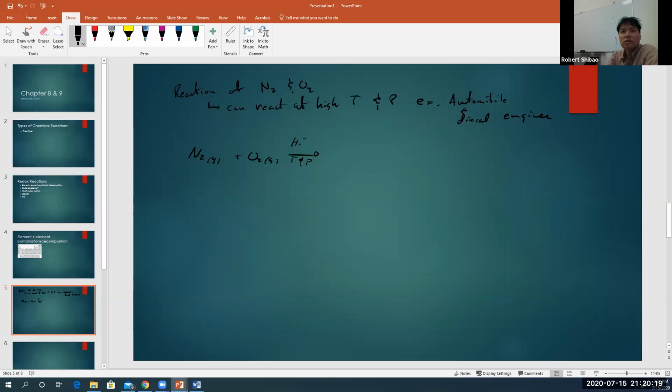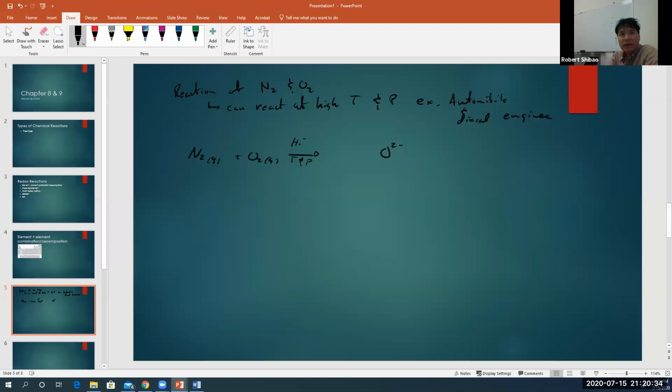Oxygen wants to gain 2. And so, when I think about oxygen, oxygen wants to gain 2 electrons. I'm going to balance everything at the end. So don't worry, I have 2 oxygens here, but I'm not going to balance it yet. I'll balance it at the end.